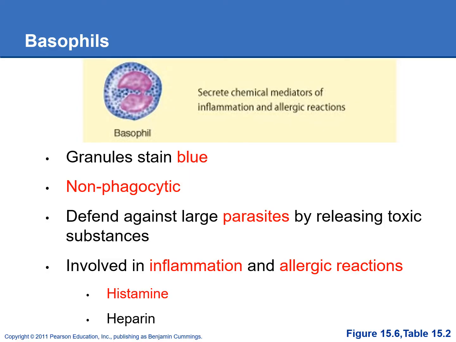Basophils are another type of granulocyte, and their granules stain blue. They defend against parasites, and they're also very involved in inflammation and allergic reactions. Their granules contain the chemical histamine, which causes the signs of inflammation and allergic reactions.